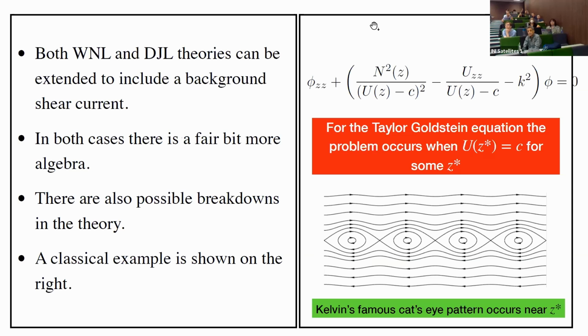This is the Taylor-Goldstein equation. This is the way shear shows up in a linear theory, right? So this is the vertical structure equation, an ODE, right? And you've got this thing over here and over here as well, okay? And going back to Kelvin, right?